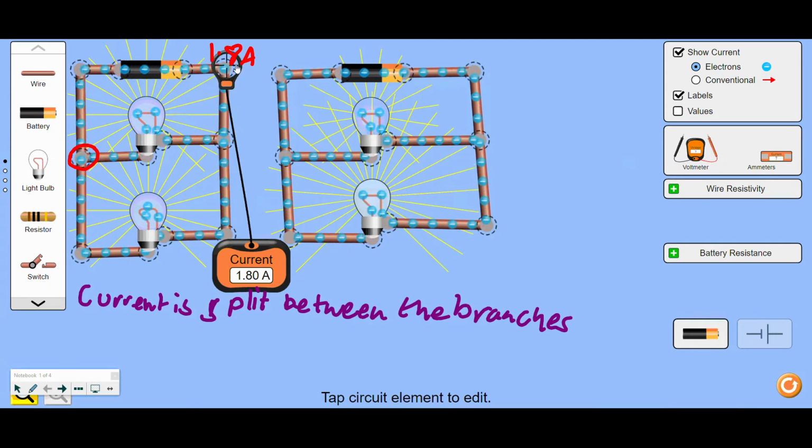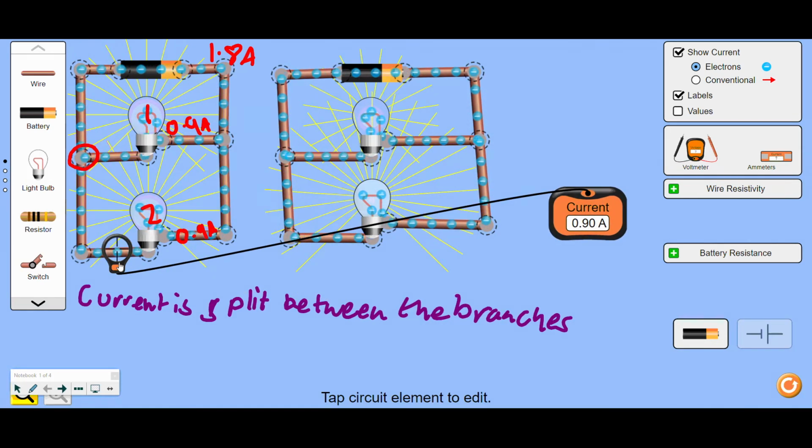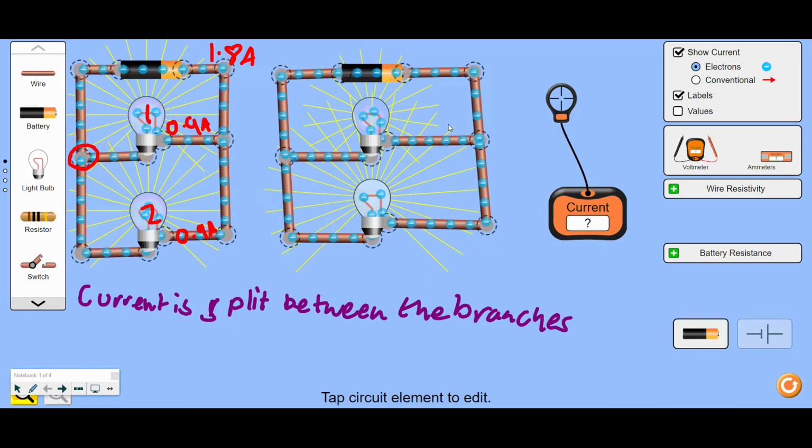So that 1.8 amps will split into 0.9 amps in bulb number 1. So this is bulb 1, it's going to be 0.9 amps through that first branch. And for bulb number 2 at the bottom, it's also going to be 0.9 amps. That's because the bulbs are identical, so it's going to split equally. But what if the bulbs aren't identical? Let's have a look at this one here.